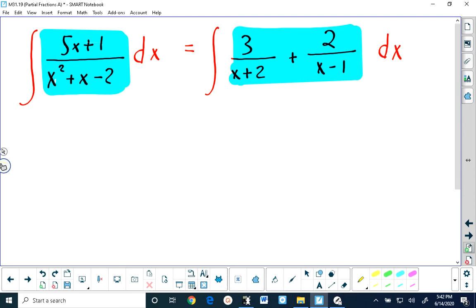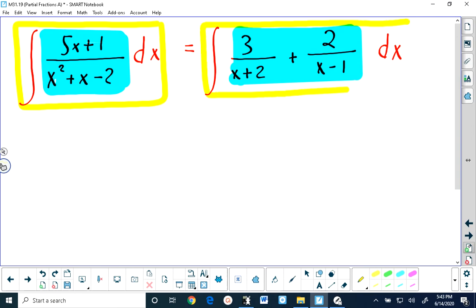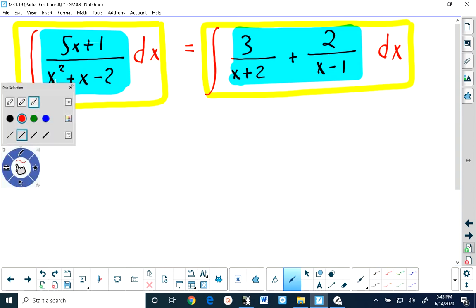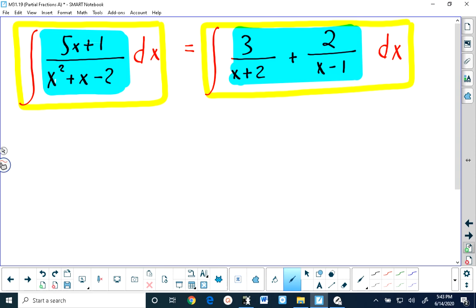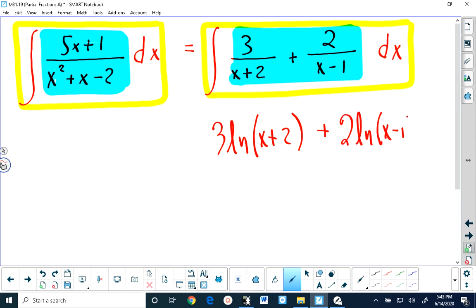So what this means, everybody, is that this integral which we were trying to find is exactly the same as this integral because those two integrands are equal to each other. So we're going to integrate the one on the right instead of the one on the left. The antiderivative of 3 over x plus 2 is 3 ln x plus 2, plus the antiderivative of 2 over x minus 1 is 2 ln x minus 1, plus our constant. And that's the answer.